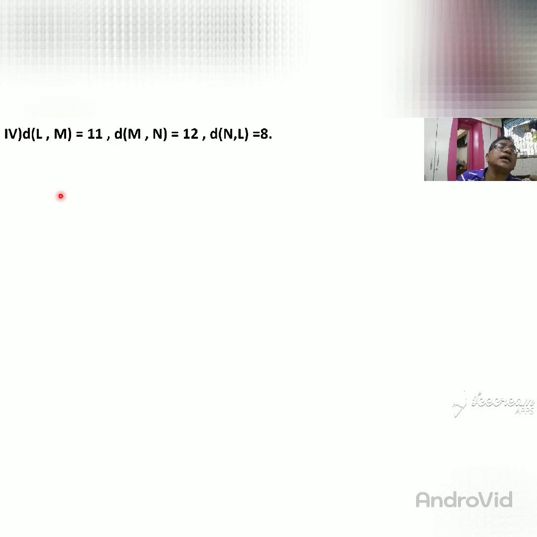So distance L comma M is equal to 11, distance M comma N is equal to 12, distance N comma L is equal to 8. So which distance is the greater distance here? The greater distance is MN. So we write first distance M comma N. See, distance M comma N is equal to what? 12. Then which two distances remain? Distance L comma M plus distance N comma L remain. So that is written distance L comma M plus distance N comma L.